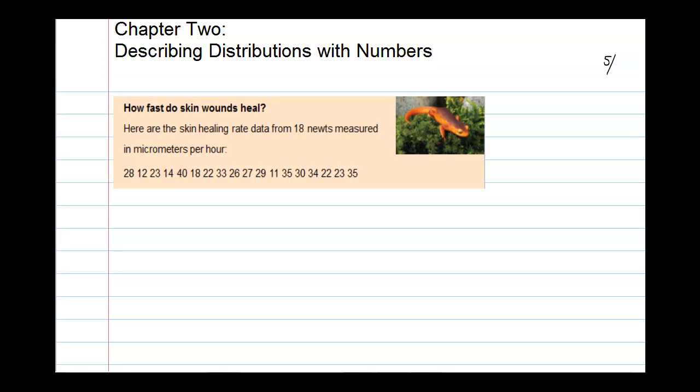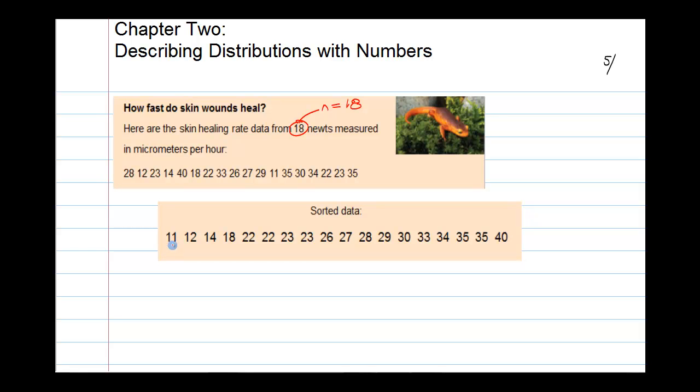So for this example, this is again familiar. We're looking at the skin healing rates from 18 newts measured in micrometers per hour. In this particular case, 18 is our sample size, n equals 18, and this is an even data set, so this is going to be a little bit different. Here's the raw data, and if you notice, it's not in order from smallest to the largest, so the first thing that we should do is order the data.